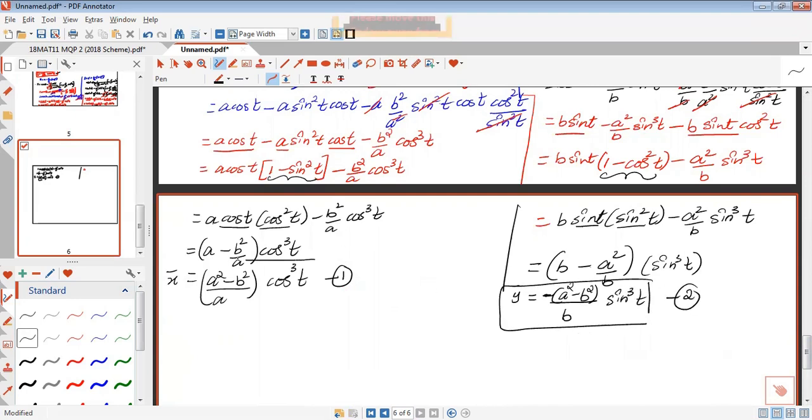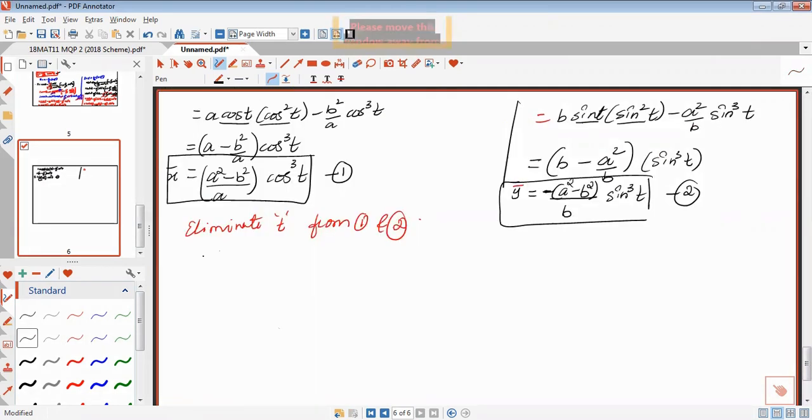Equation number 2 and equation number 1. Now our intention is to eliminate variable t from equation 1 and equation 2. Let's multiply a for equation number 1 and b for equation number 2. So a x bar will be a square minus b square into cos cube t, and b y bar is equal to minus of a square minus b square into sin cube t.